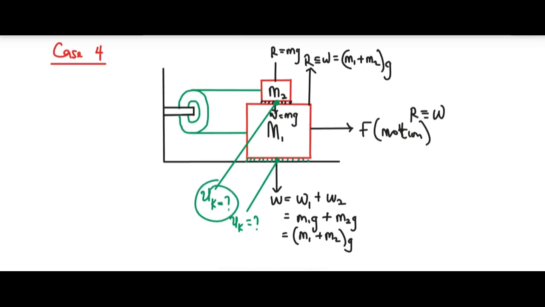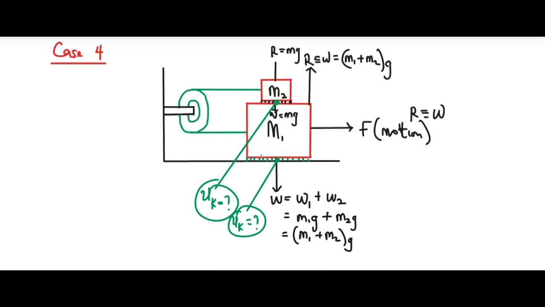These two values are likely to be different because the materials are different. One is between the floor and the mass, and the other is between two masses, so their surfaces are different. That's why we have two coefficients of kinetic friction. Looking at the case, we have acceleration in this direction, so our acceleration is also unknown.